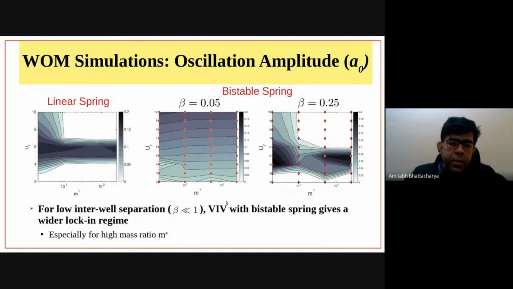Rami's first thing that he did was he looked at the maximum oscillation amplitude A naught, and represented it as a contour plot over a parameter space given by M star and UR.